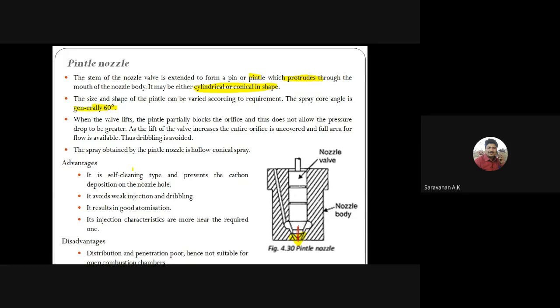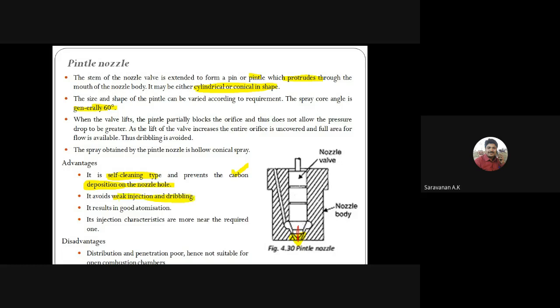Here also we have some advantages and disadvantages. The advantage is that this type of nozzle is self-cleaning, so it prevents the exhaust deposition, that is, the carbon deposition on the nozzle. It prevents carbon deposits, and it will avoid weak injection and dribbling.